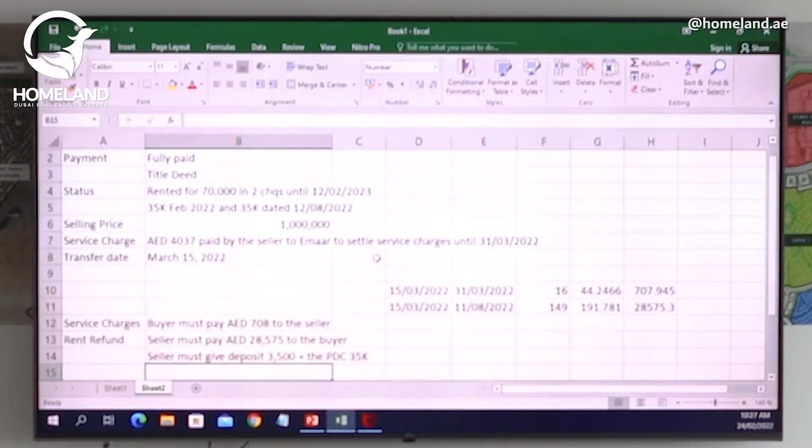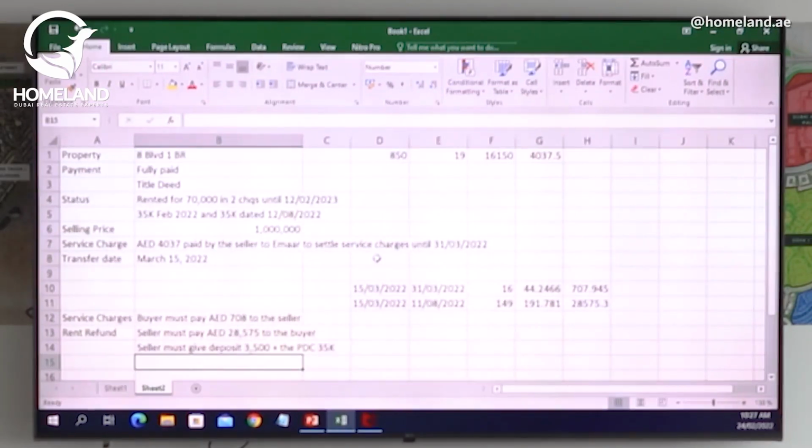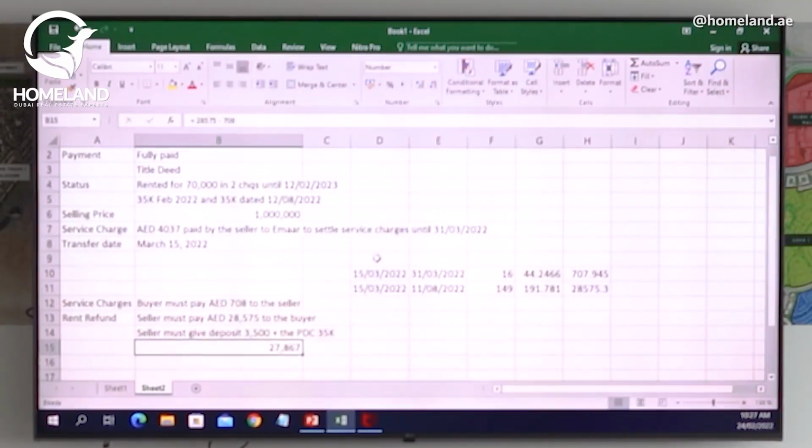I thought you mean that I want to move in. No. Okay. You want to move in, that's a different scenario. Eviction notice, 365 days. What else? So it means the seller wants to pay 28,000 and wants to get 708. It means seller must pay, instead of 28,575, he will pay 27,867. Agreed? Agreed. Rented, we discussed. Tenancy contract now.